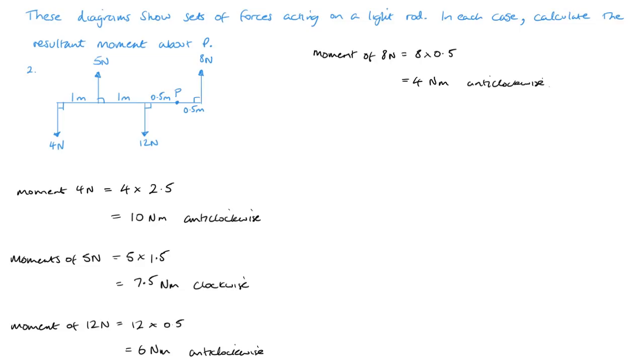With a quick glance, I can see anti-clockwise is going to be my direction. So 10 minus 7.5 plus 6 plus 4, and that's going to give me 12.5 Newton meters anti-clockwise. So there is the resultant moment of question 2. Hopefully you got this one out. Now let's look at number 3.